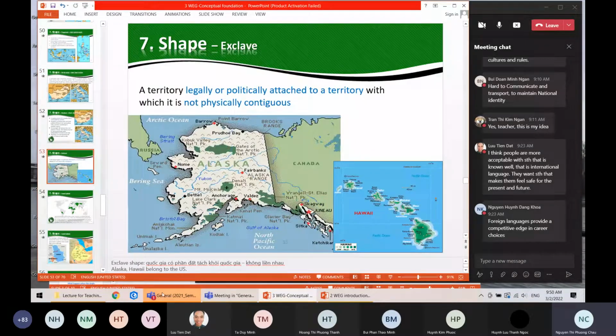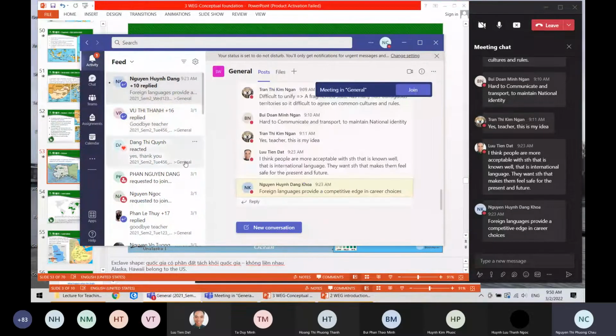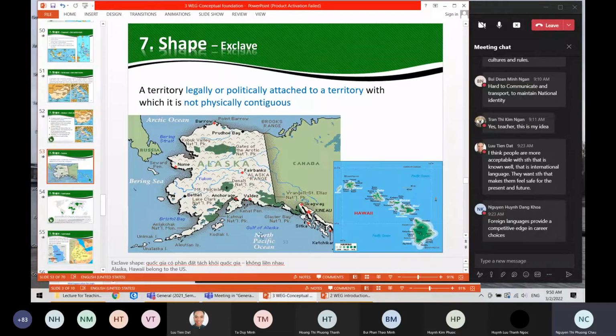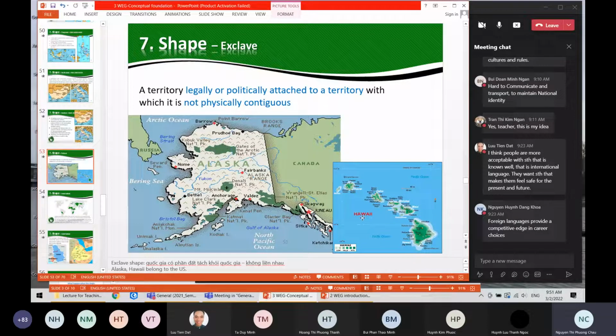This is exclave. Exclave is like Alaska or Hawaii. Alaska or Hawaii is the case of exclave. An exclave is not a separate nation, it's not totally a nation, but it's a part of a nation.